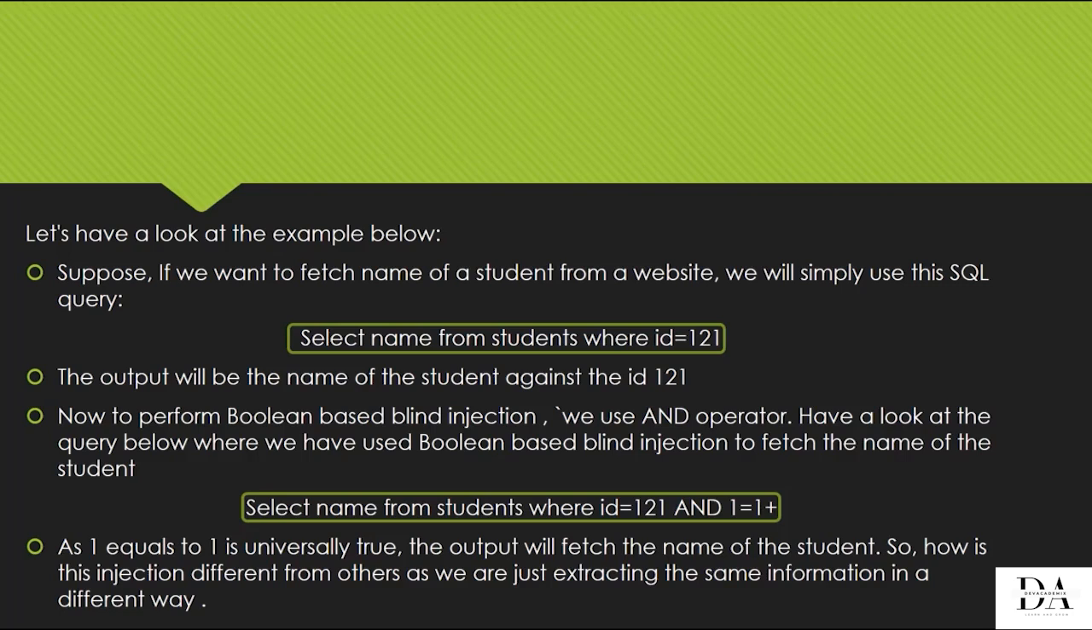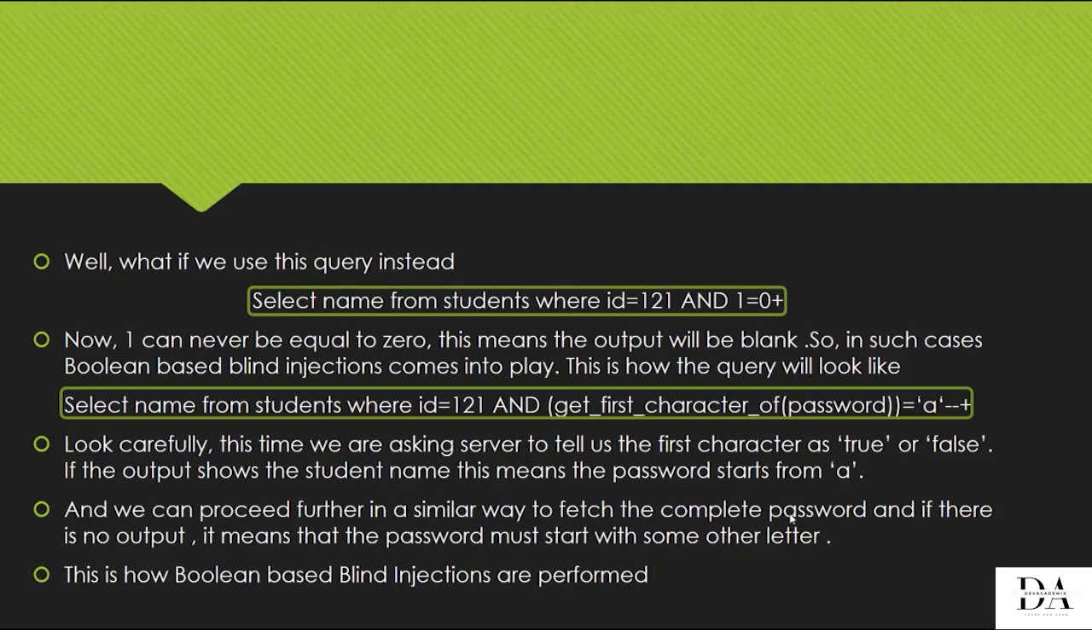So if you look over here, as 1 is always equal to 1, which is a universal truth, the output will fetch the name of the student. So how is this injection different from others, as we are just extracting the same information in a different way? So now this example will clear your concept better. What if we use the following query, that is: select name from students where id is equal to 1 to 1 and 1 is equal to 0. 1 can never be equal to 0. This means the output will be blank.